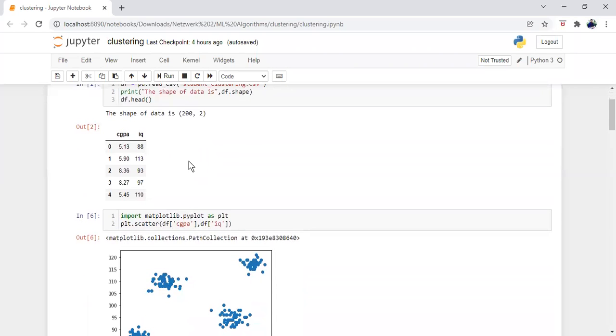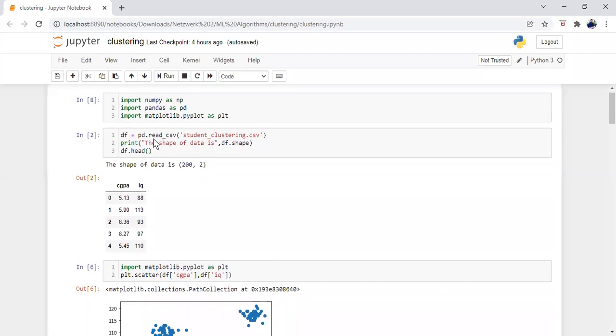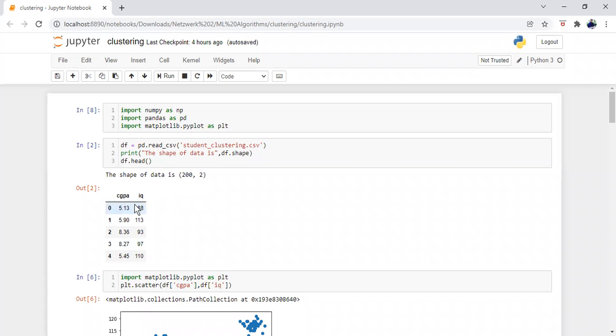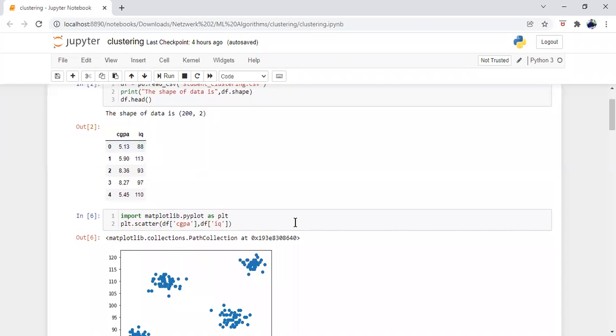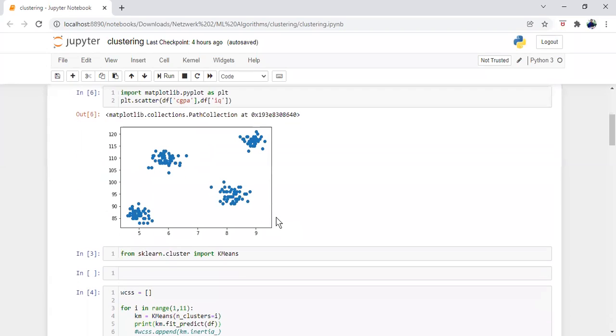Suppose I have taken this data set. Here the columns are CGPA and IQ. Suppose we are the placement team of a college, and we need to collect the numbers of the students so that we can train them for placements. We need to divide the students into clusters and try to train the weaker students. When I plot this graph, I get this type of clusters, 4 clusters.